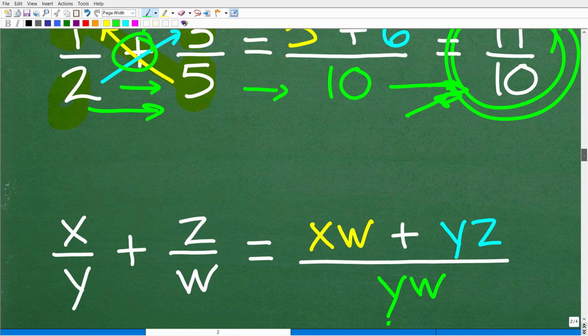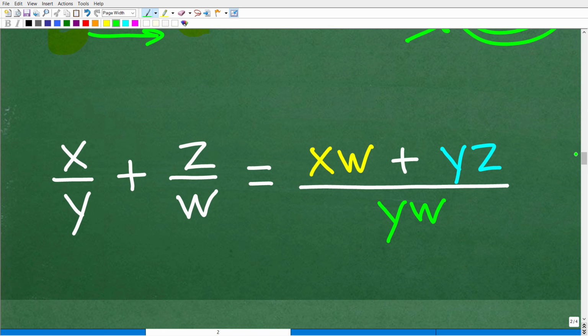All right, so with that knowledge in mind, we could totally do this problem, which of course is the original problem, using the bow tie method. Let's go ahead and do it, because these variables represent numbers. So we're going to go w times x, which is going to be x times w or wx. This is part of the numerator.